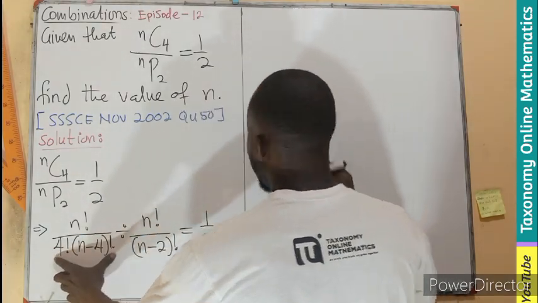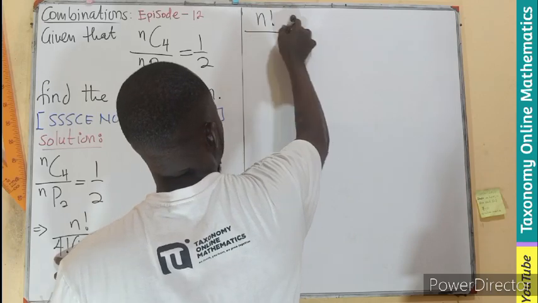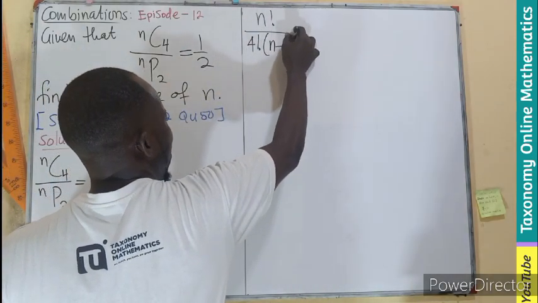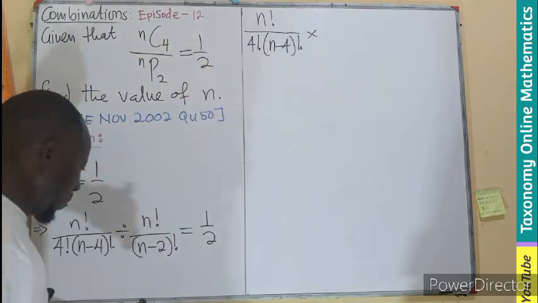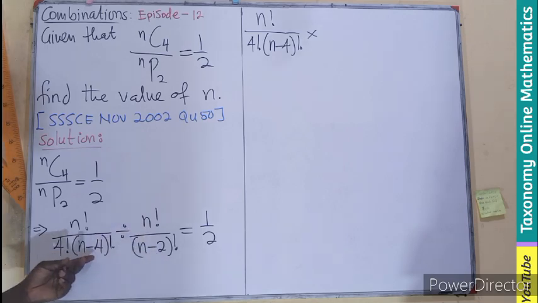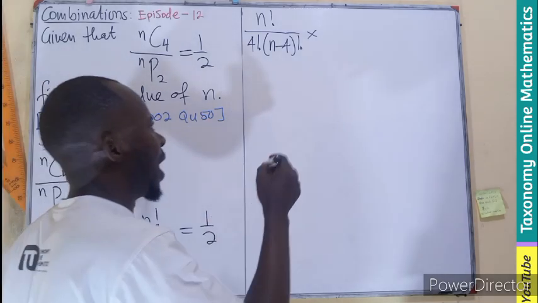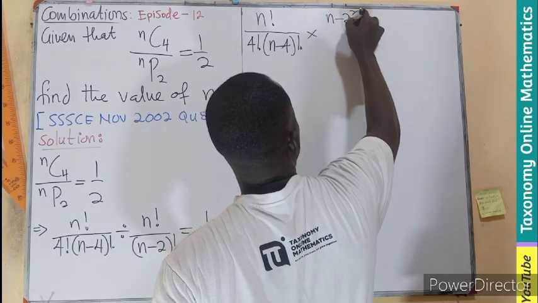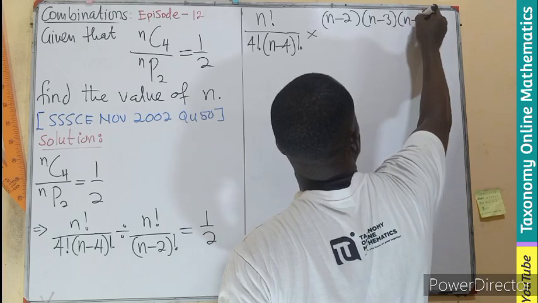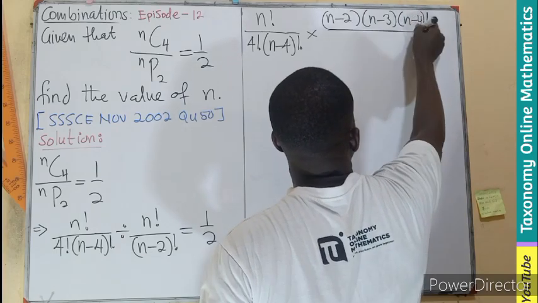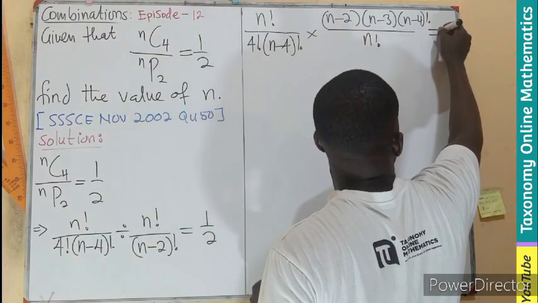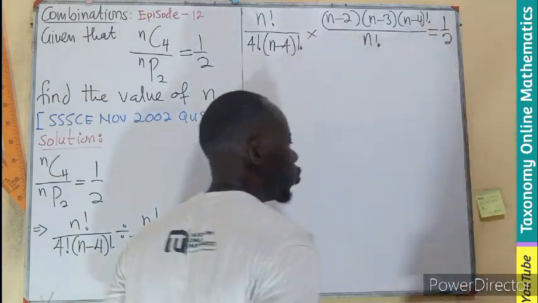So right from here, we maintain our n factorial. Then we have our 4 factorial, n minus 4 factorial, times. This is going up, right? But we can also expand this further. Since I'm seeing n minus 4, I can expand this further to become n minus 2, you subtract 1, n minus 3, you subtract 1, n minus 4, still factorial, divided by this very numerator, which is n factorial, all equals 1 on 2.